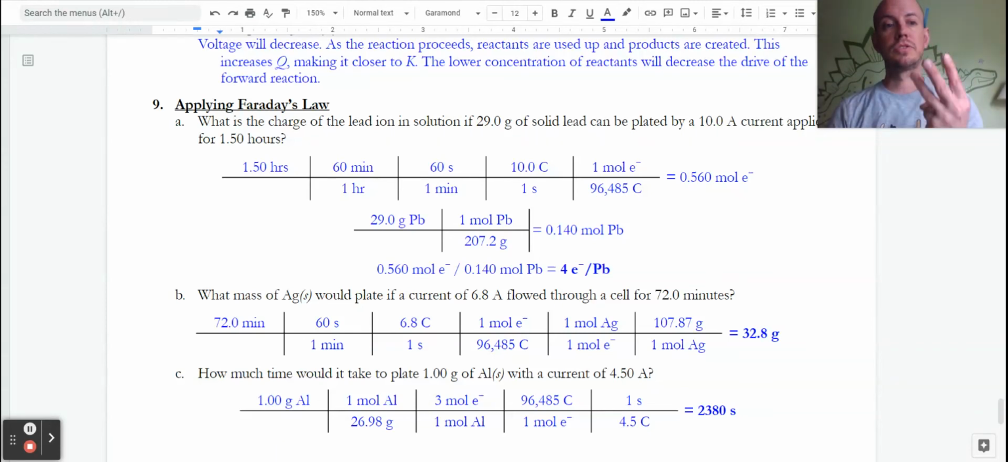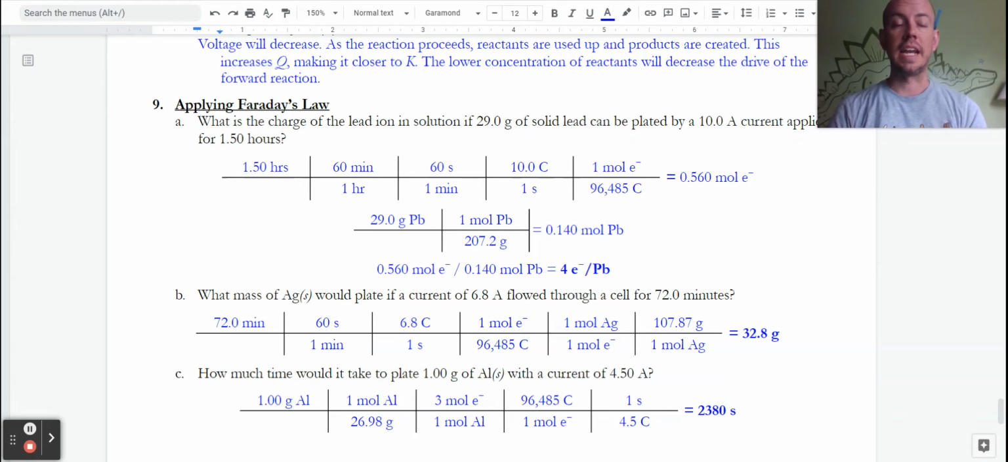As promised, here's 3 different ways we can apply Faraday's law along with mass, current, and time to figure out things about electroplating or changes in mass related to electrolysis. The first one's probably the most different or maybe difficult of them. What is the charge of a lead ion if 29 grams of lead can be plated by a 10 amp current applied for 1.5 hours?